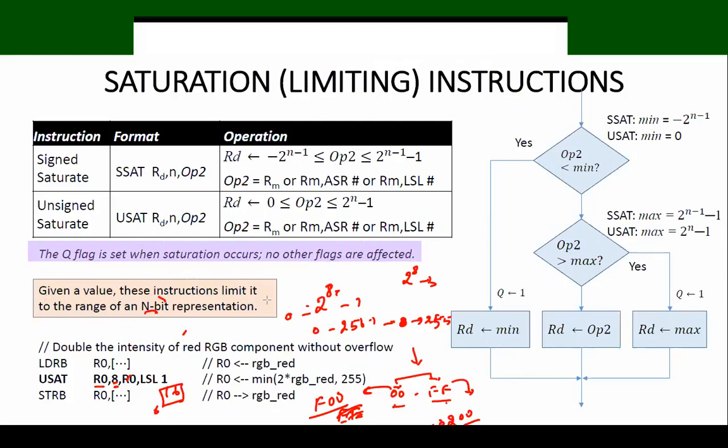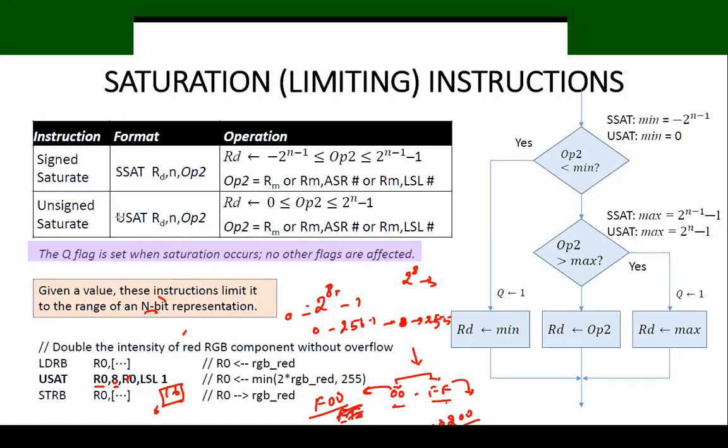Given a value, these instructions limit it to the range of n-bit representation. So whatever value I have, it is going to limit it. It's just like checking if the value is falling between this range, which, if it's saturated, is minus 2 raised to n minus 1 to 2 raised to n minus 1 minus 1. So is it falling in this range or in this range? The instruction that you give plays a very important role: is it in signed format or unsigned format? That should be taken care of.